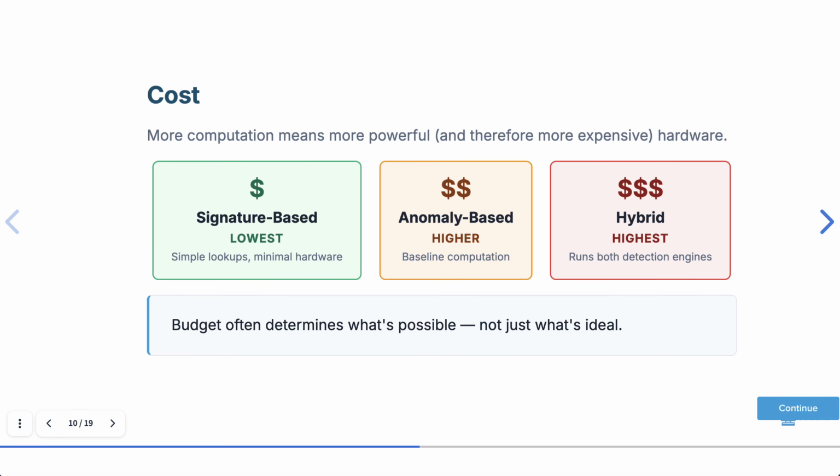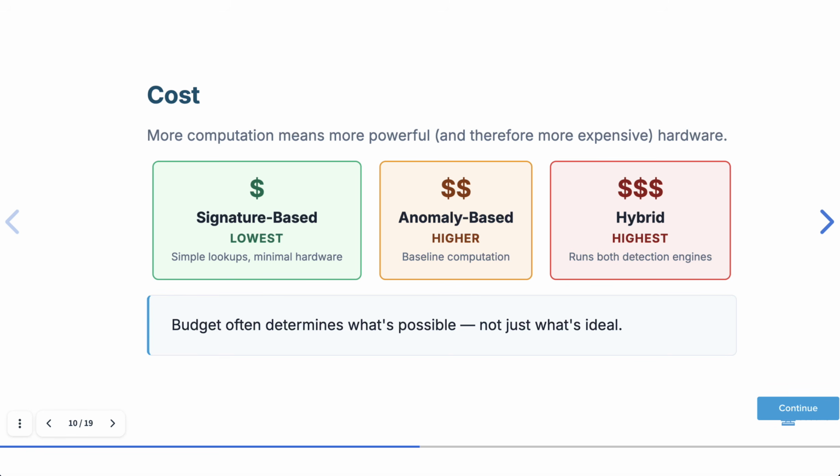Budget often determines what's possible, not just what's ideal. As previously stated, the cost here isn't just the software license. It includes the servers and their hardware that these programs are run on, the electricity to power them, and staff to maintain and review it all.